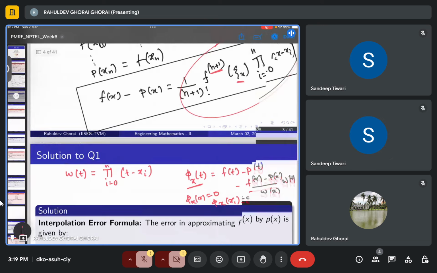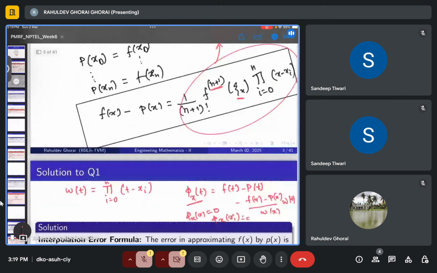But it's a little bit easier to remember, because you will see this in Taylor series and all.